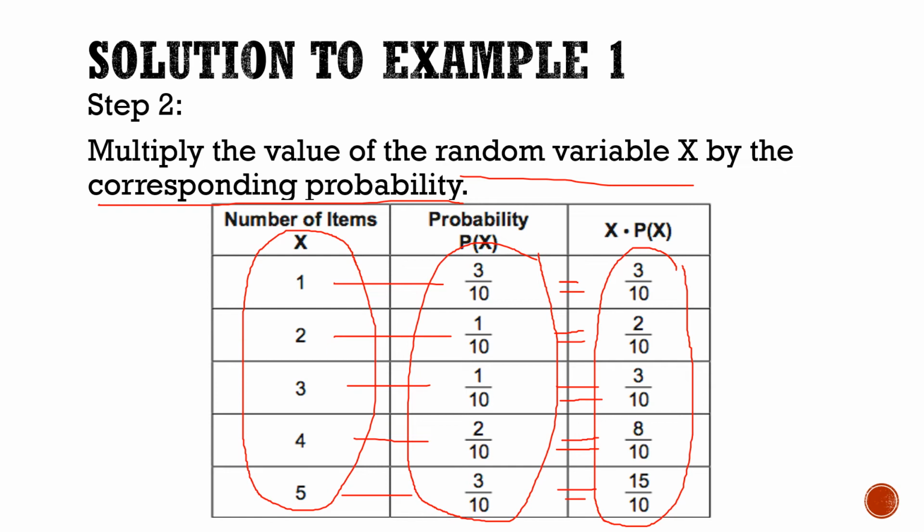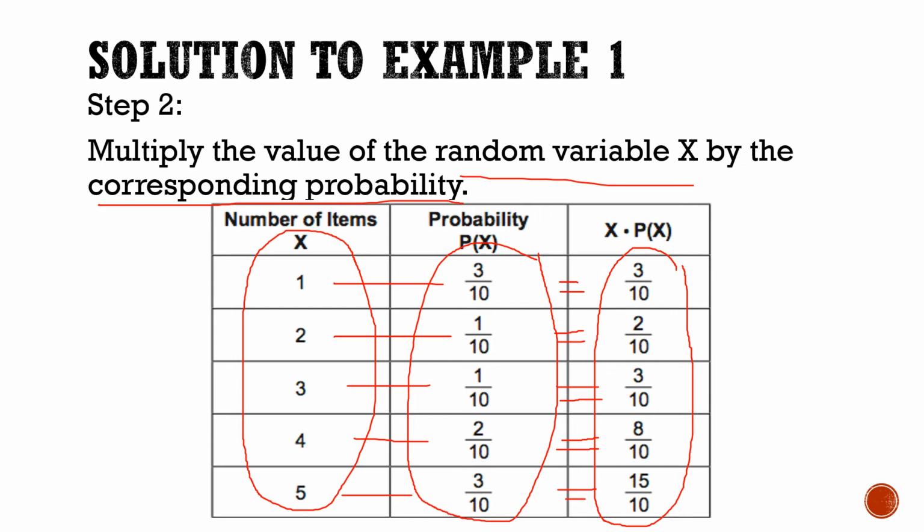After getting the product between the values under your first column and your second column, that will be your third column, or the values under your third column. So we're going to get the total or sum of these values under your third column, and that will be the value of your mean.